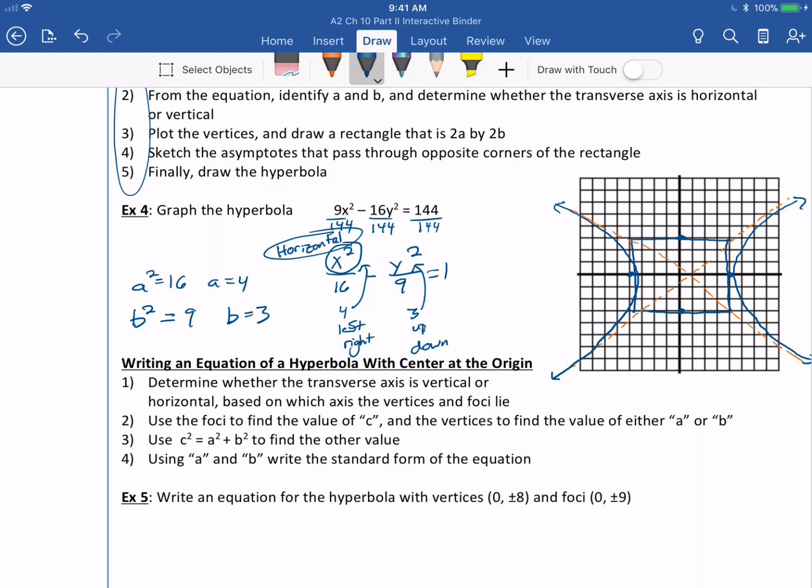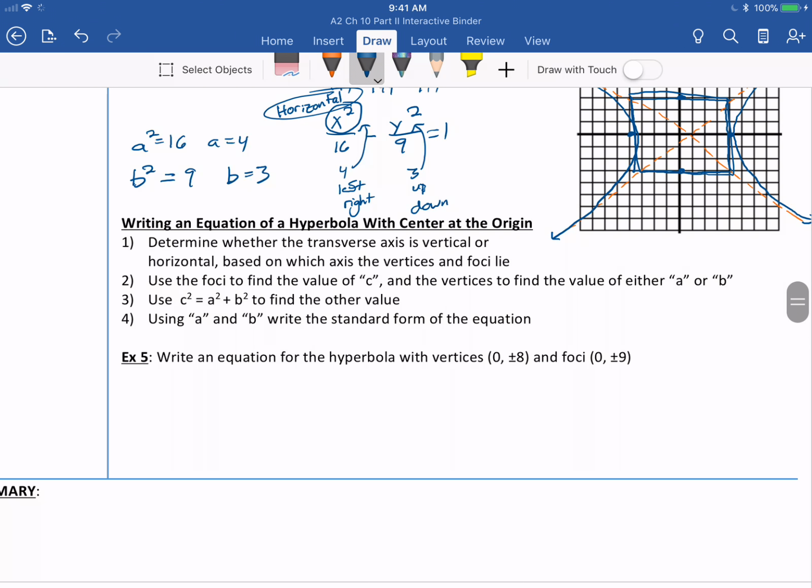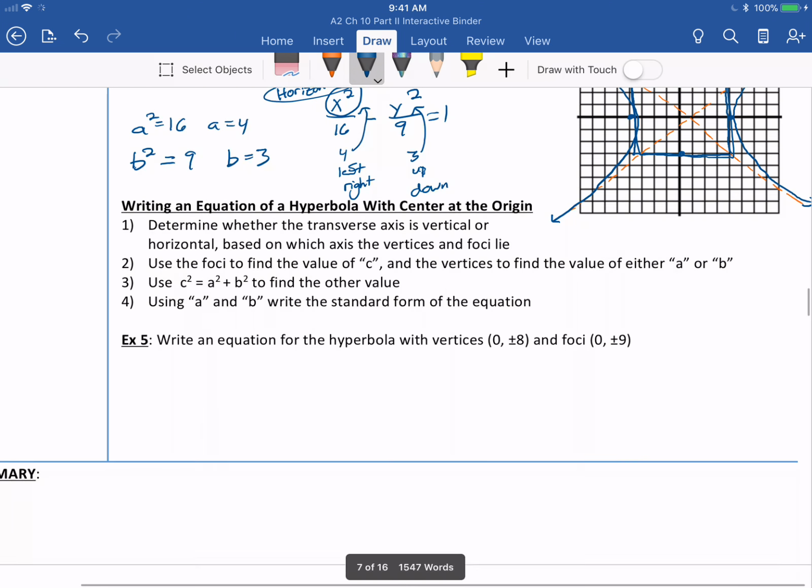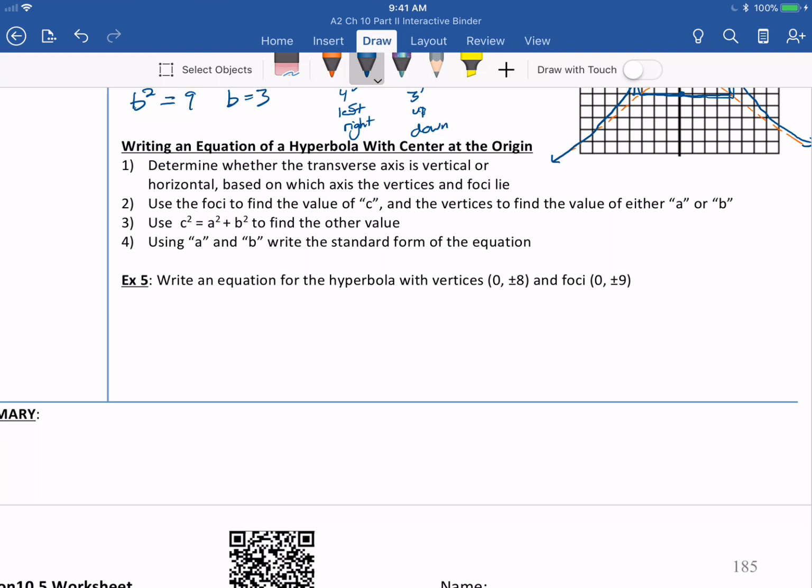Okay, so what we did there is we made this rectangle. So make the rectangle and then make sure you connect those guys, and that tells you how wide or how narrow your hyperbola is. All right, so we'll do a bunch of examples of those graphing hyperbolas, I promise. And the next one is writing an equation for a hyperbola that's centered at the origin.